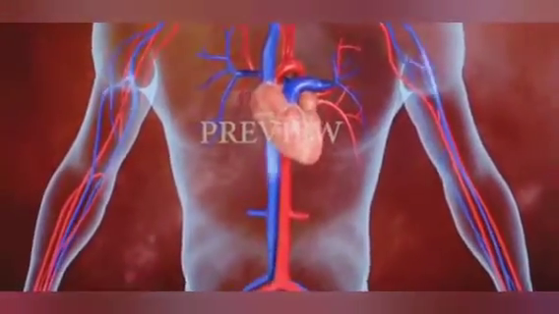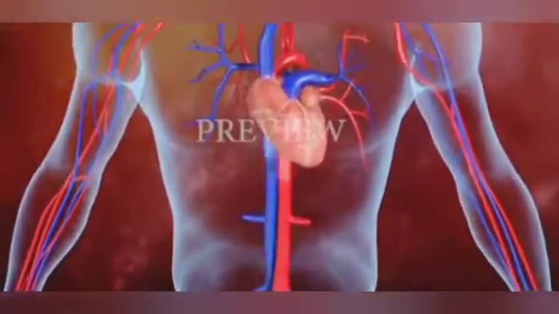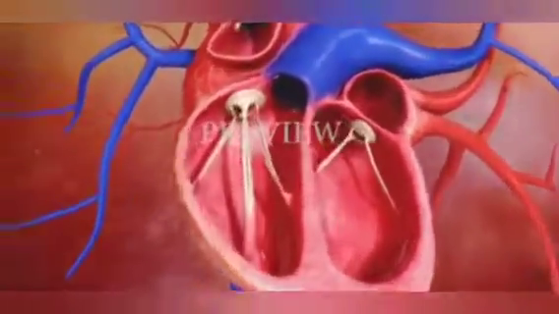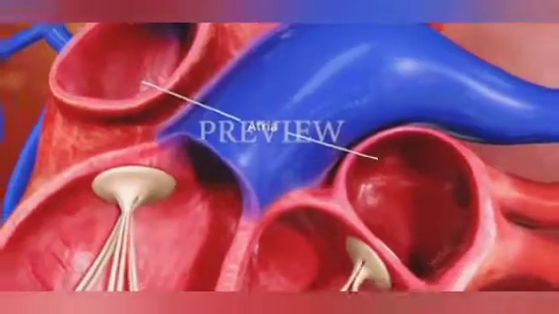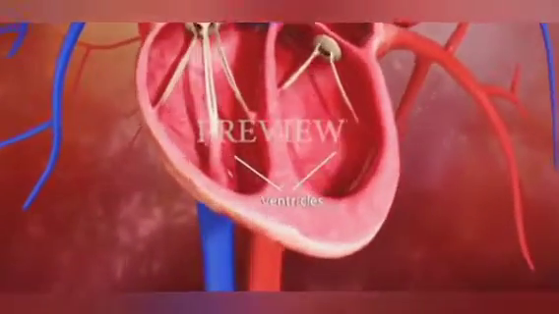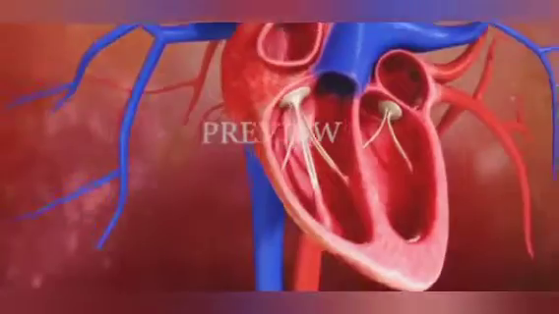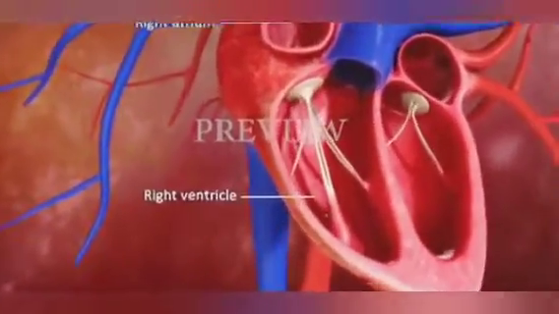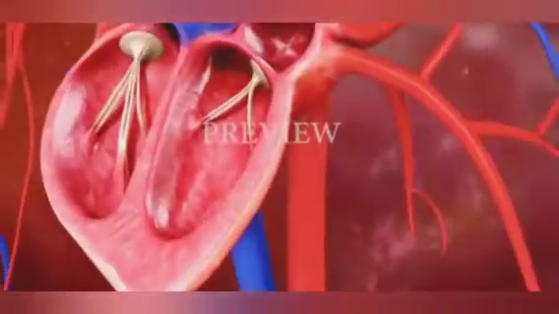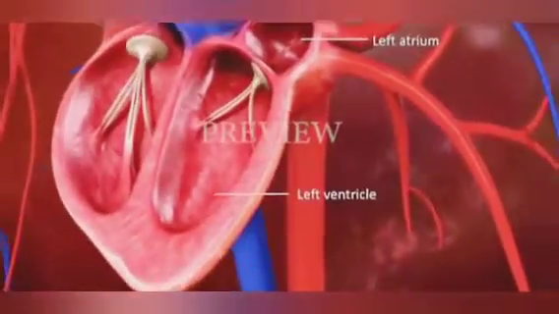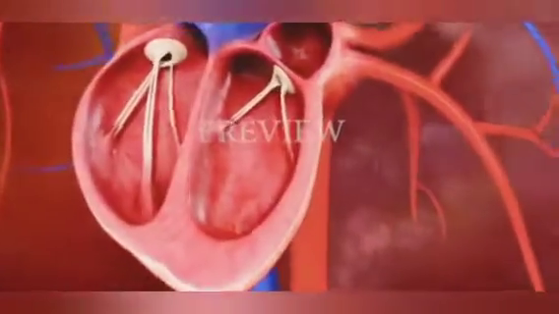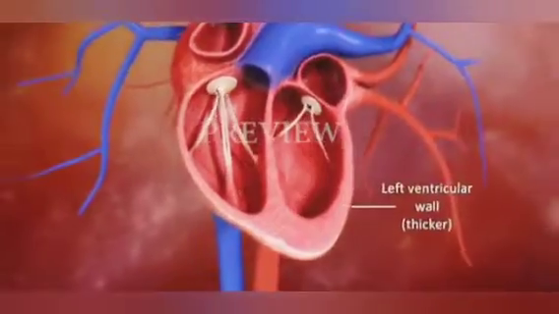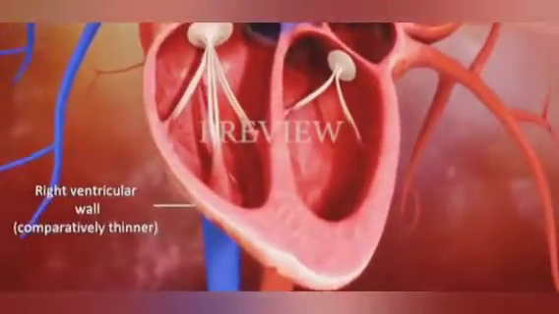Now let's learn about the structure of the heart. The heart has 4 chambers. The upper 2 are called the atria, and the lower 2 are the ventricles. The 2 chambers on the right side of the heart are called the right atrium and the right ventricle. And the 2 on the left side of the heart are the left atrium and the left ventricle. The atria have thin walls and the ventricles have thick walls. The wall of the left ventricle is thicker than that of the right ventricle.